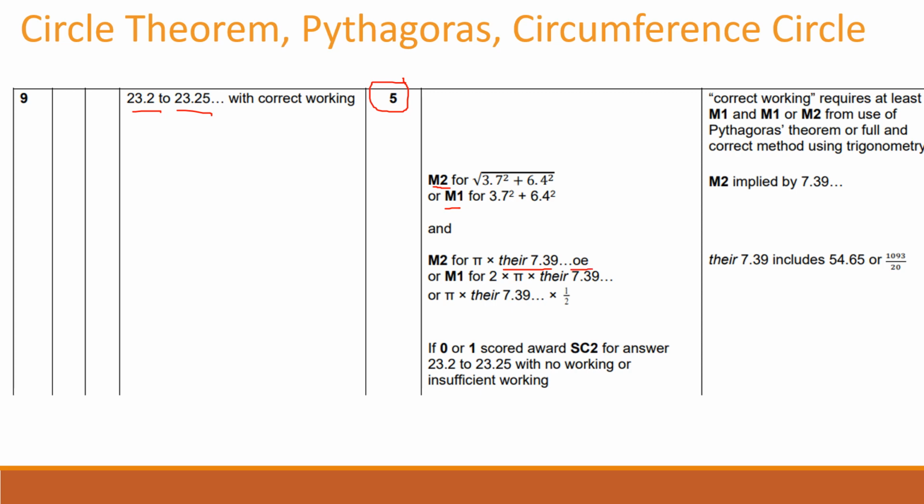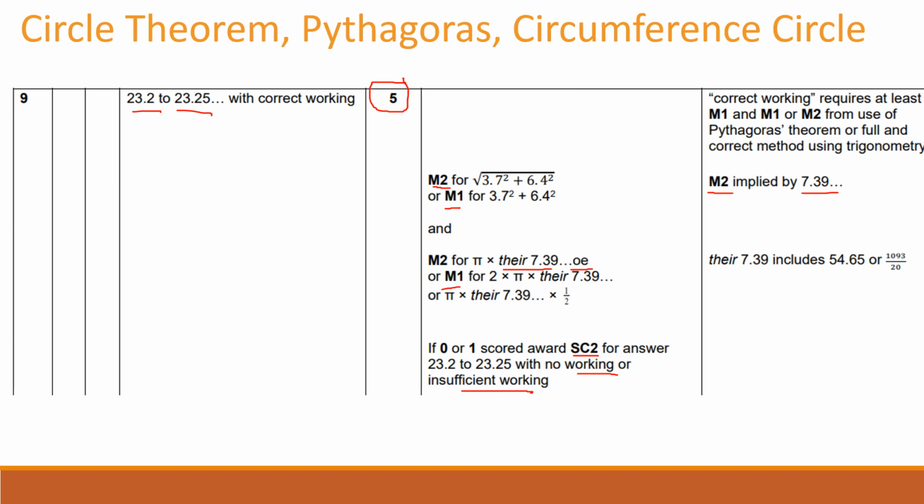And a method mark for doing 2 pi times your 7.39, so your diameter, in case you made a mistake. Then we can see that there's an SC2 down the bottom, because if you did no working or insufficient working, you do not get the marks. The maximum marks you can get are 2 marks if you didn't show your working. If you did write down the number 7.39, you automatically get 2 marks.